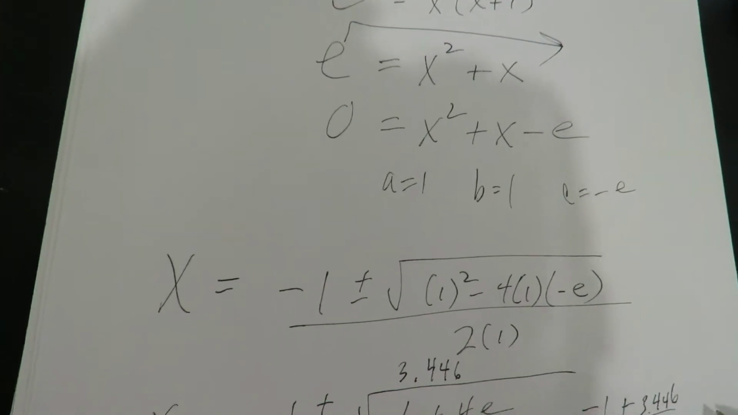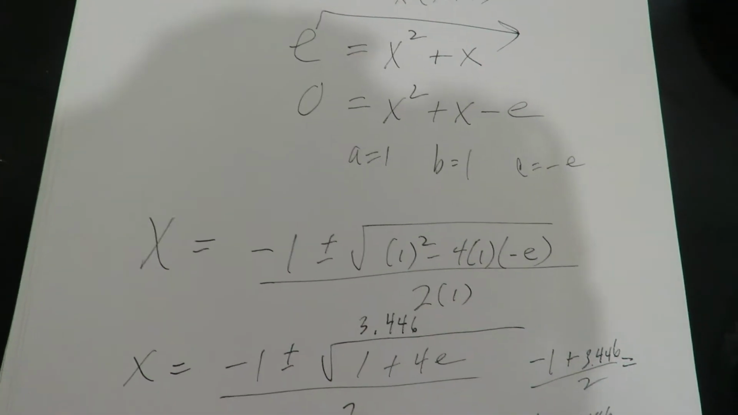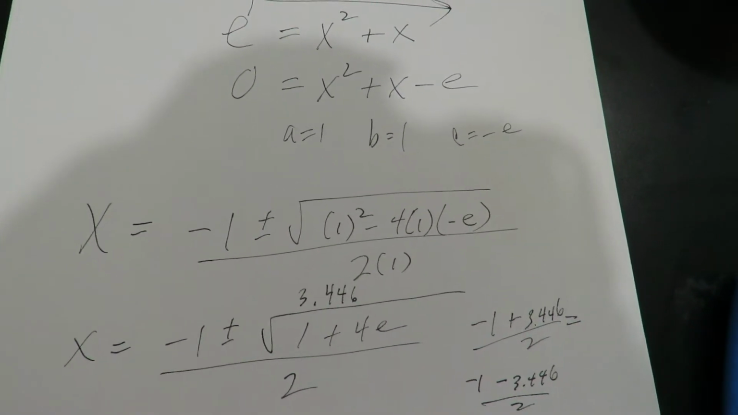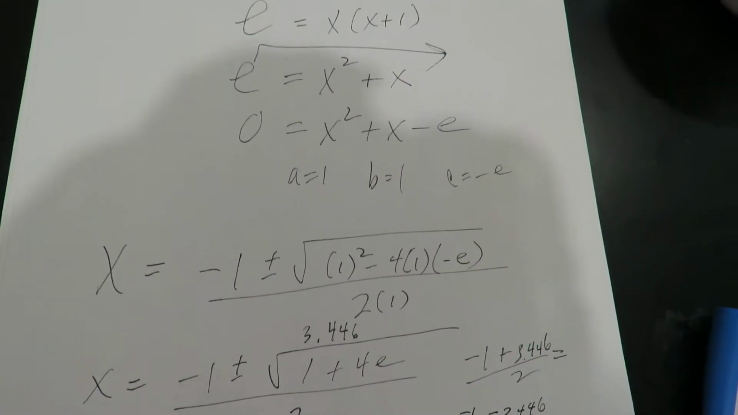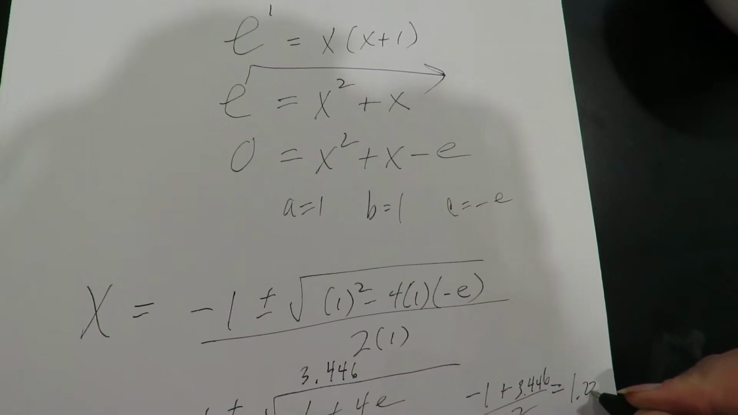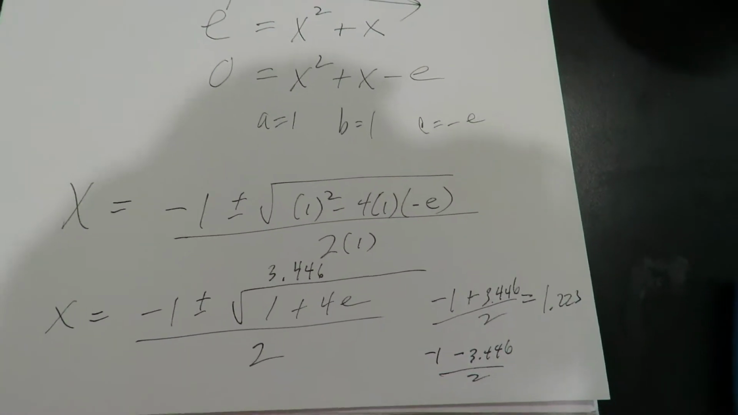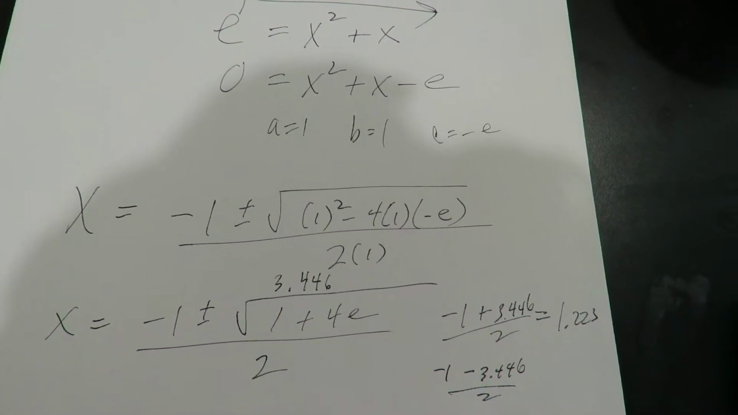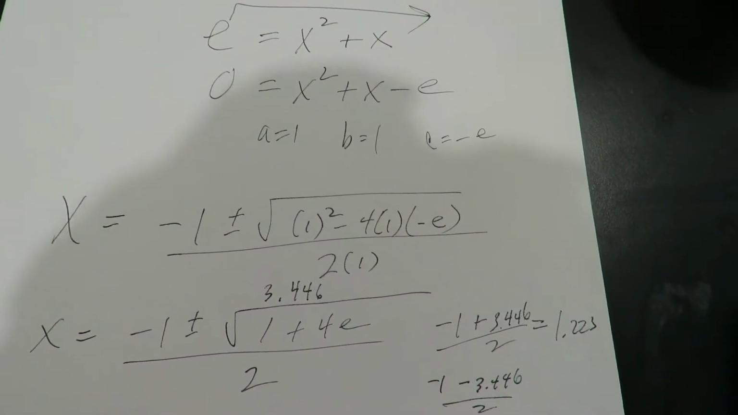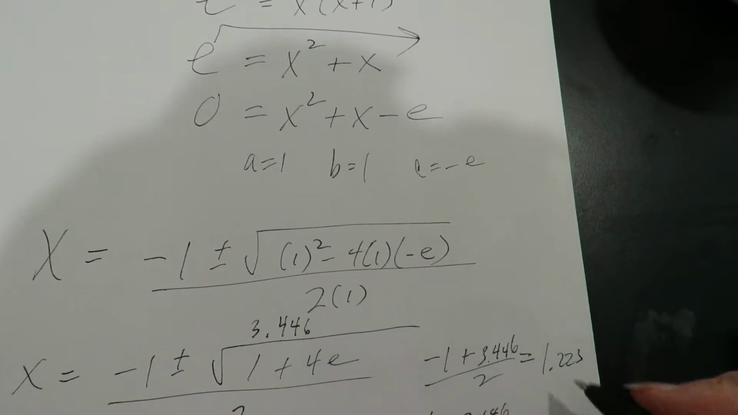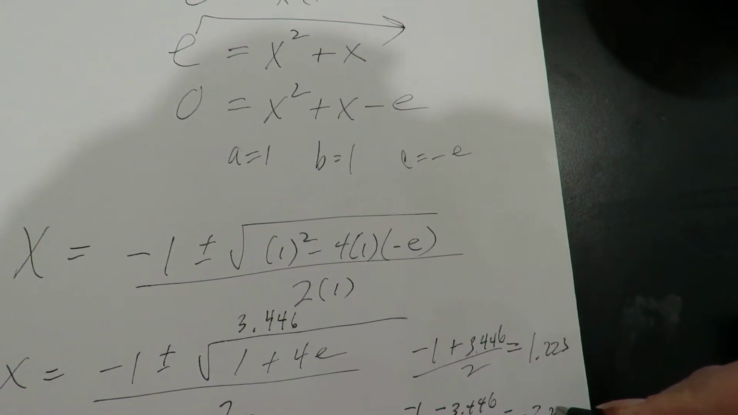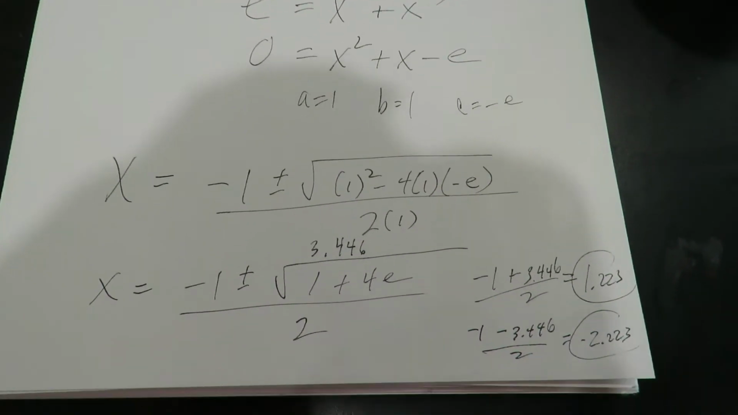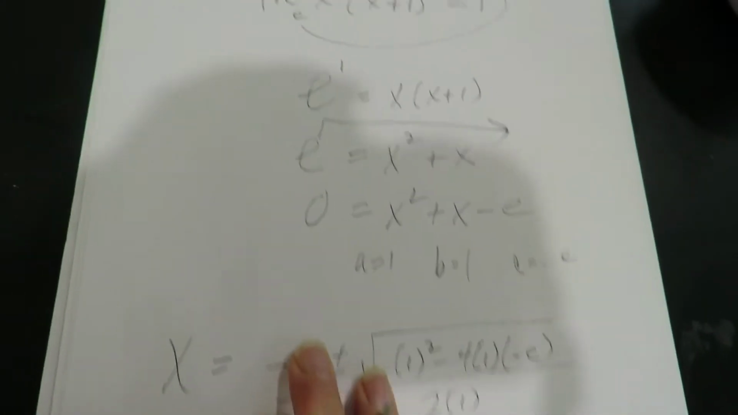All right, so let's just estimate this. So that would end up being, just take a 1 from there, 2.446 divided by 2. This one would be 1.223. And that would be negative 4.446 divided by 2. This would be negative 2.223. Okay, and then those are the estimates. You have this one. You got this.